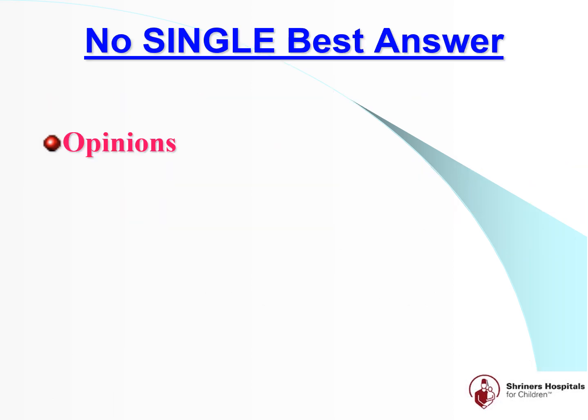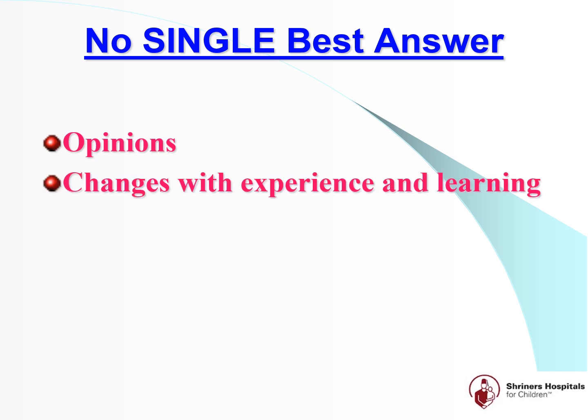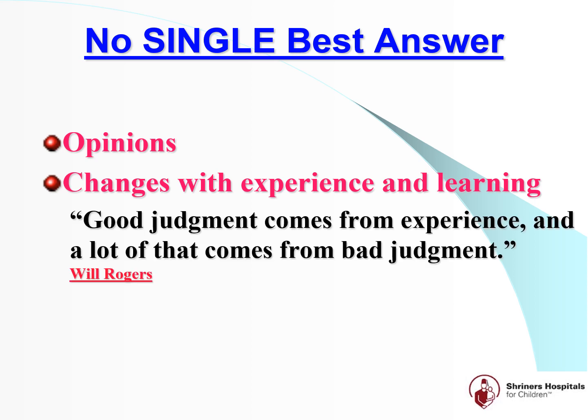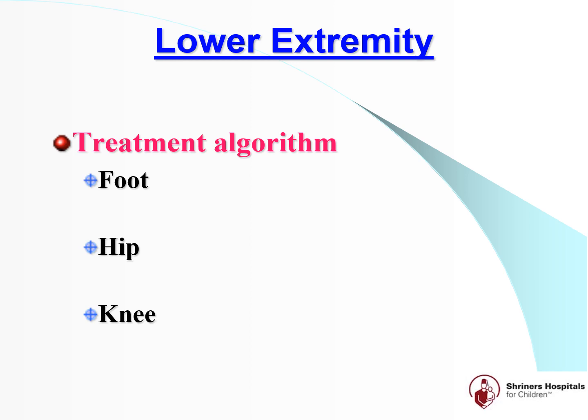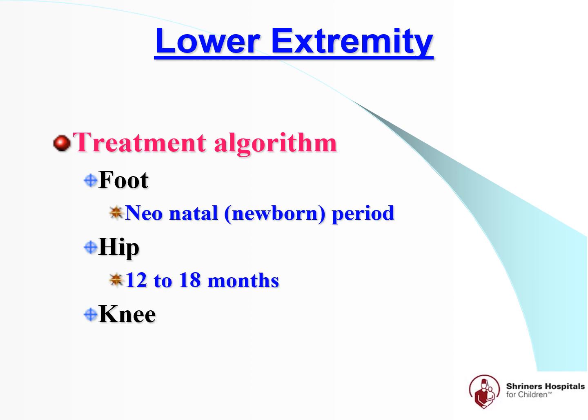I want to note here that we are still learning a lot on how to treat children with arthrogryposis, and much of what I'm about to tell you is based on my experience and learning. And as Will Rogers once said, good judgment comes from experience, and a lot of that comes from bad judgment. And there are no cookbook answers to indicate what we need to do to treat these children. The treatment algorithm I use is to treat the foot deformities as newborns, correct the hip deformities between a year and a half, and address most of the knee deformities after 4 years of age.